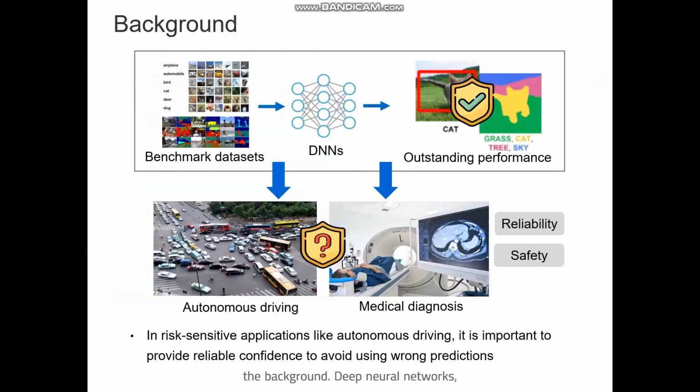Here is the background. Deep neural networks, especially vision models, have been widely deployed in safety-critical applications like autonomous driving.